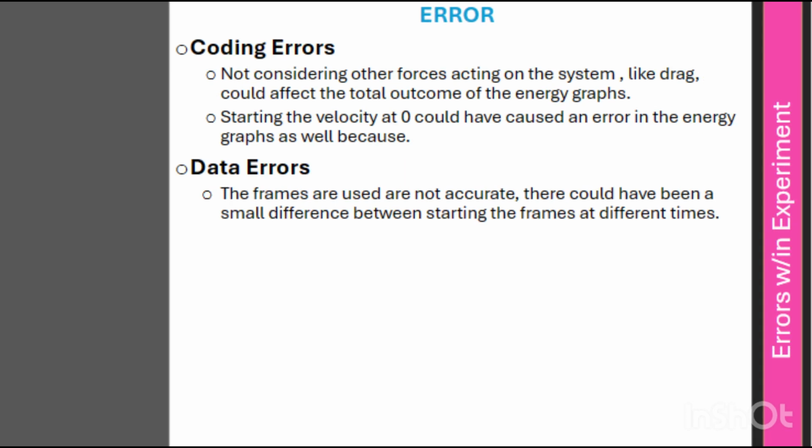Some coding errors in the experiment could be due to not considering other forces acting on the system when constructing my code. Another coding error could be starting the velocity at 0, when in reality, the ball didn't exactly start at 0. A data error could be that the choice of frames could have given different and or less accurate times for the positions.